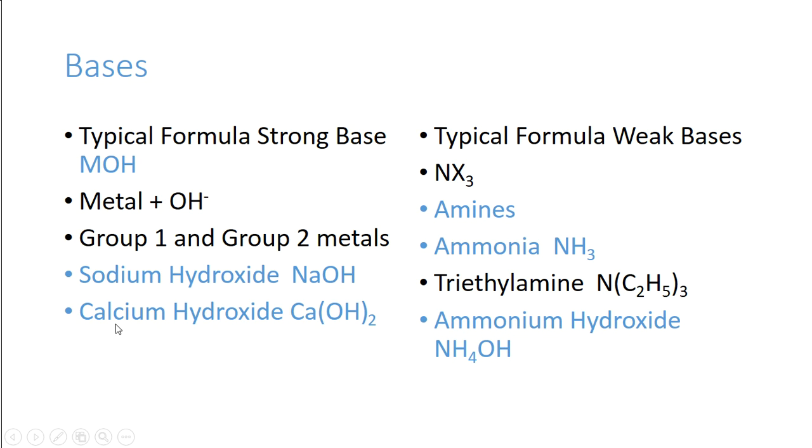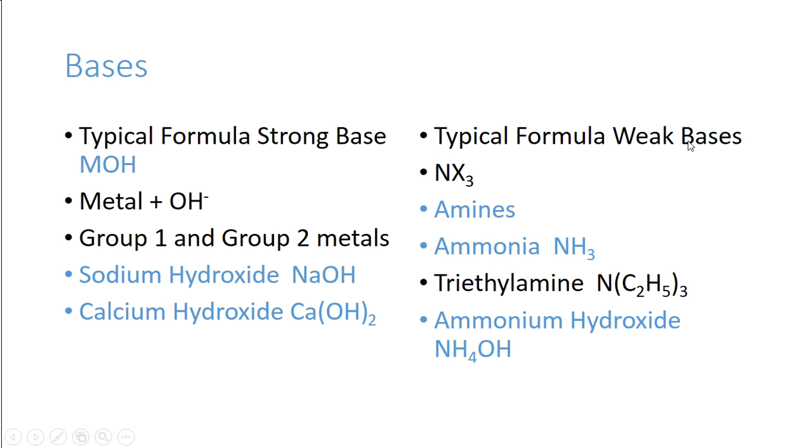Calcium hydroxide, calcium's a Group 2 metal. It would need two OH minuses to counteract its +2 charge, so it's Ca(OH)2. So barium hydroxide, barium being a Group 2, would be Ba(OH)2. Potassium hydroxide, potassium being Group 1, would be KOH. Those are all strong bases. So strong bases will typically have the formula MOH.